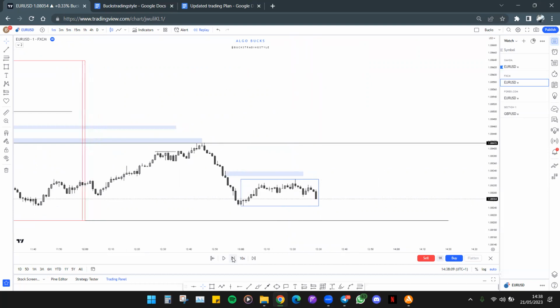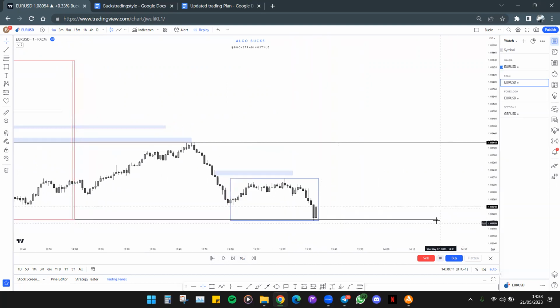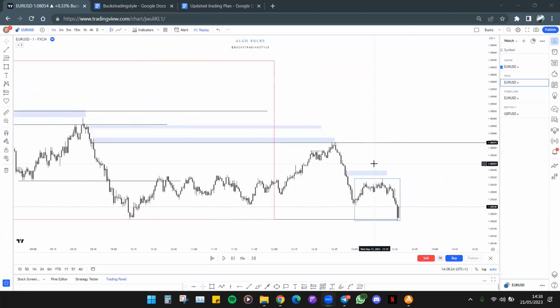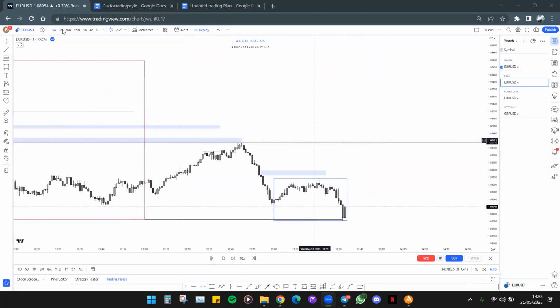So let's see. Okay, that is completion of the algo cycle. The ILQ and MSUPY. That's a perfect completion. So you see how many trades we would have taken with this, right? So now price took out that break of structure of the MSUPY.